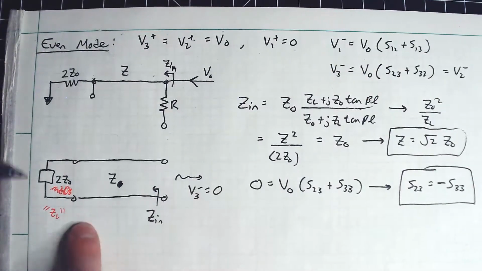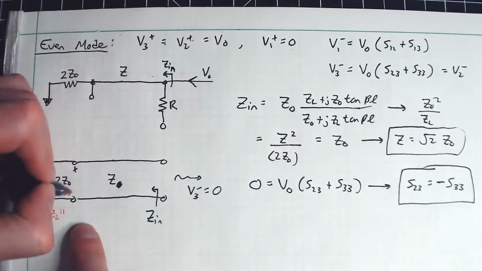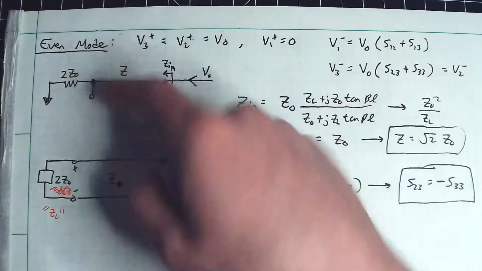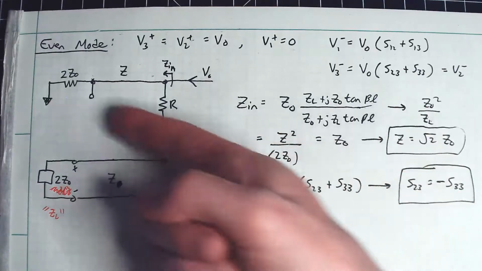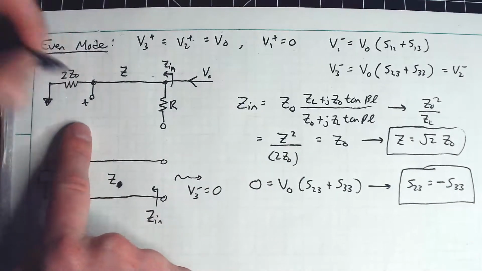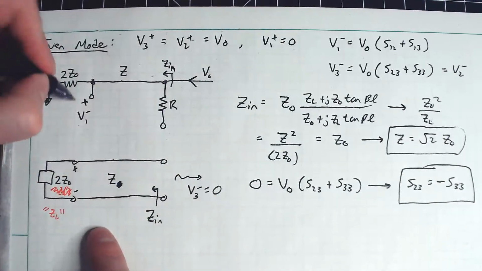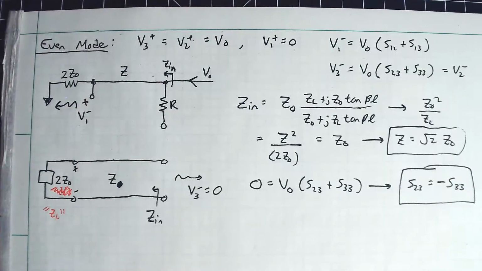And the answer is, technically, any voltage signal that gets down here, because there are no reflections coming out this way, so whatever the voltage is at this node is essentially V1 minus. It's just going to keep on going down into that load, right? So that is V1 minus here.